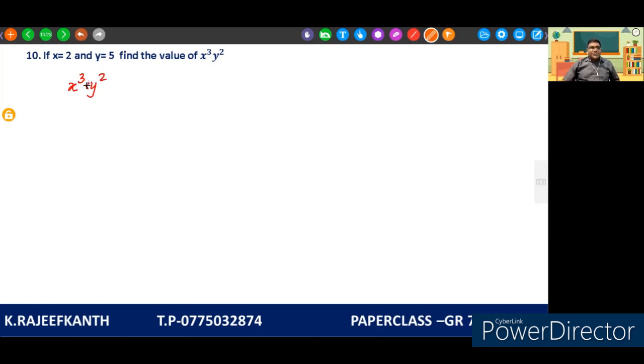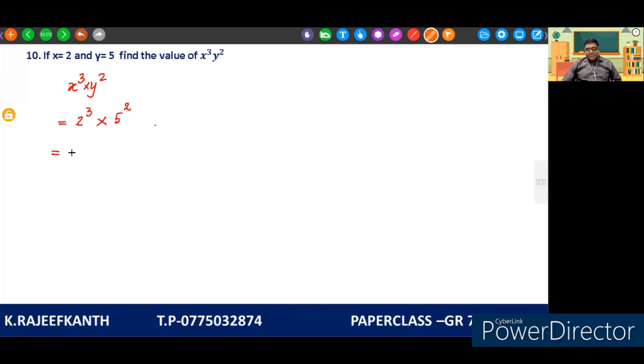Here, this is x to the power 3 into y to the power 2, right? Then x to the power 3. Here the value of x is equal to 2. Then 2 to the power 3. Here y to the power 2. The value of y is equal to 5. Then 5 to the power 2. Here 2 to the power 3.